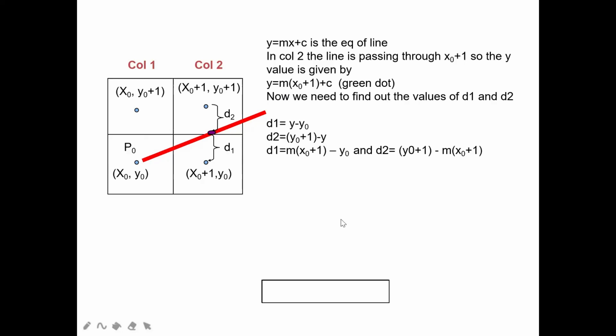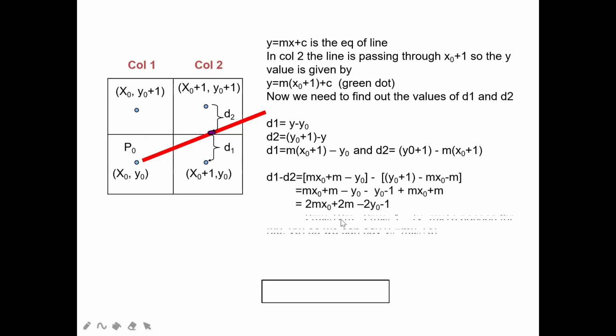Okay. Next, in the similar way, suppose you want to find out your d1, already we found what we did, the next value minus the previous value. Next value will be y minus y0. Okay, d2 will be in the similar way.